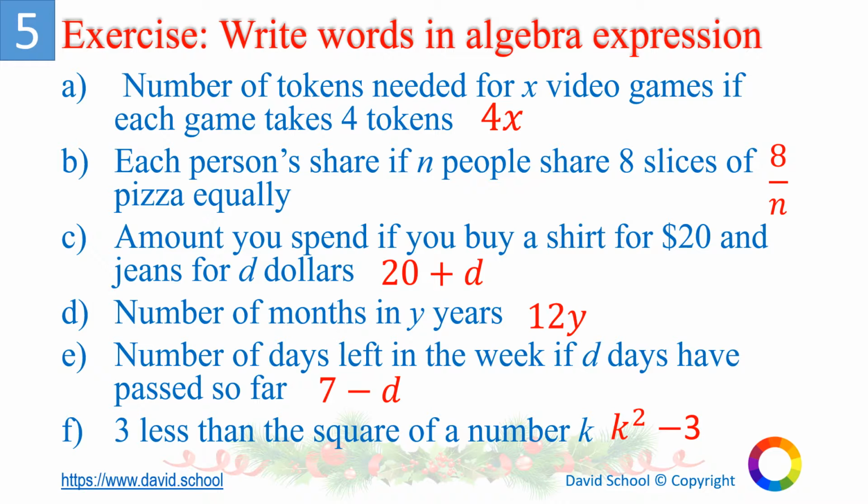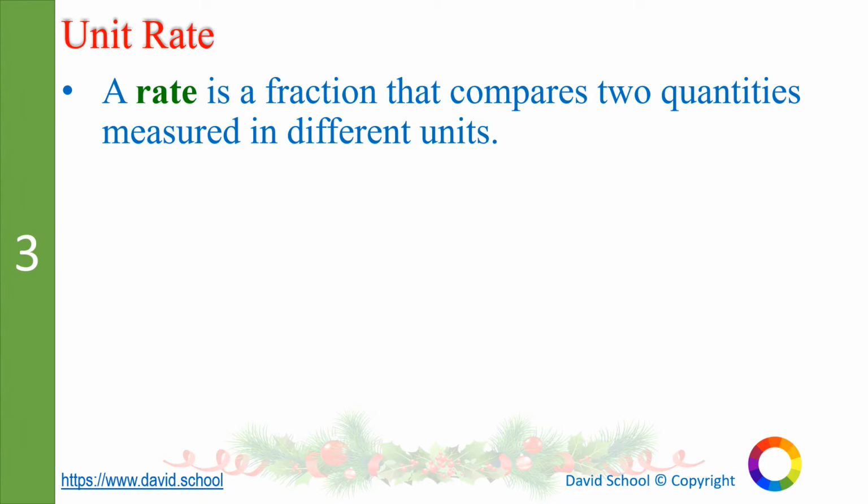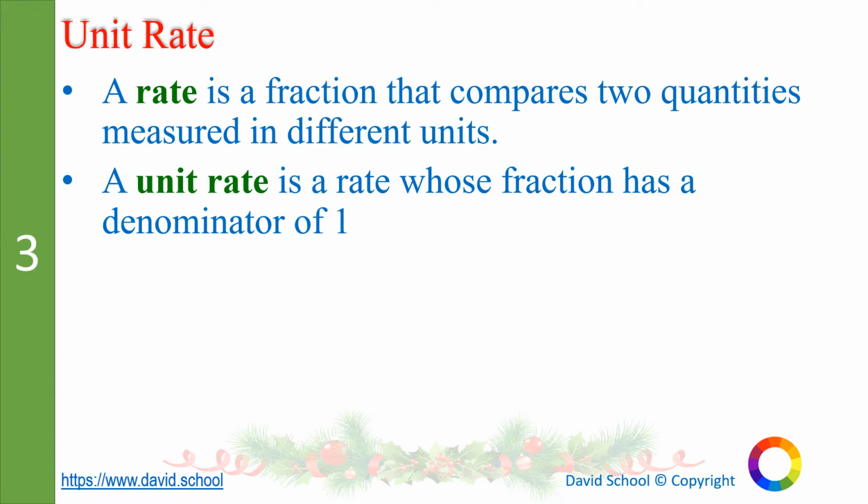Now we will learn a rate and unit rate. A rate is a fraction that compares two quantities measured in different units. If we compare two quantities with the same units, we call it a ratio. But if we compare two different units, we call it a rate. And unit rate is a rate whose fraction has denominator 1.